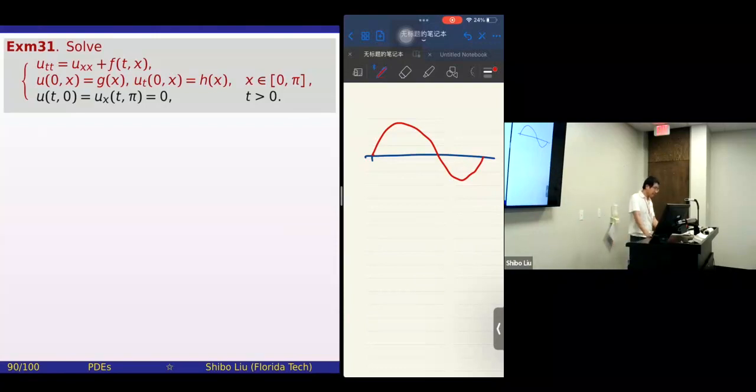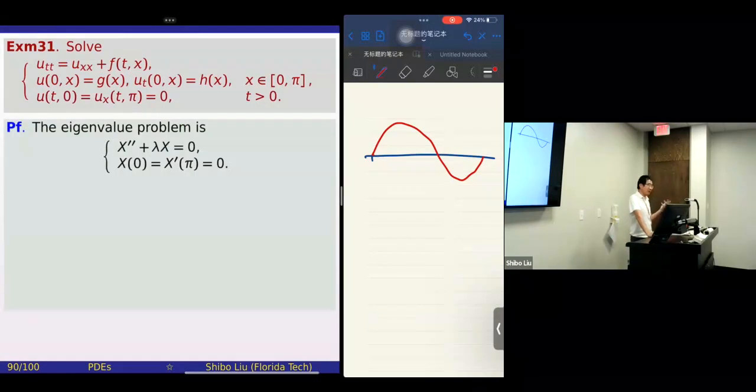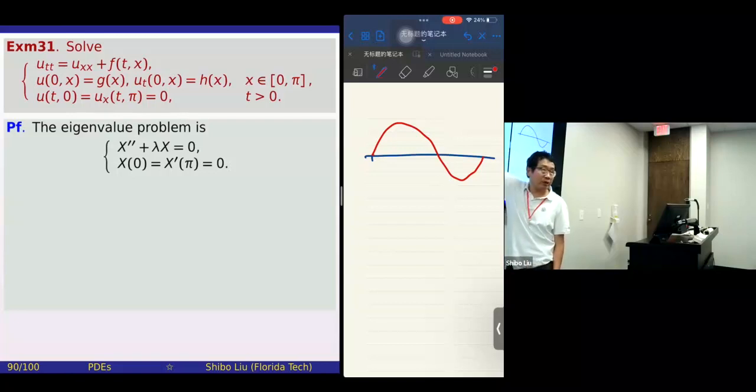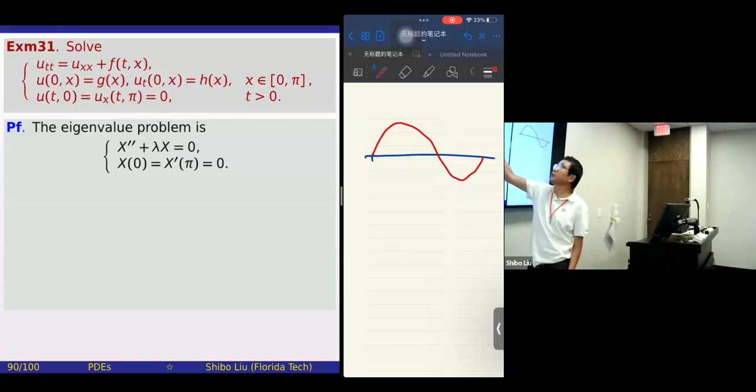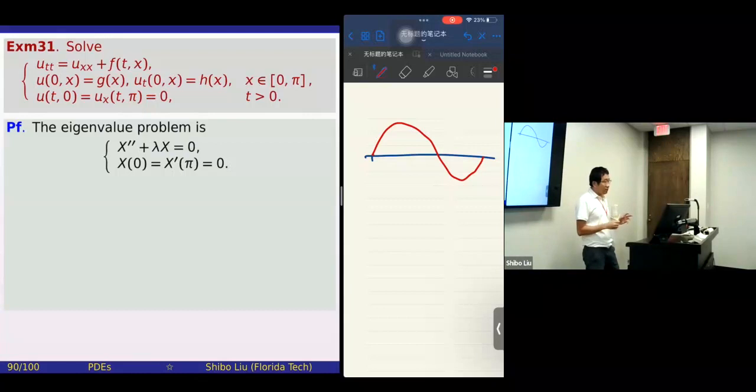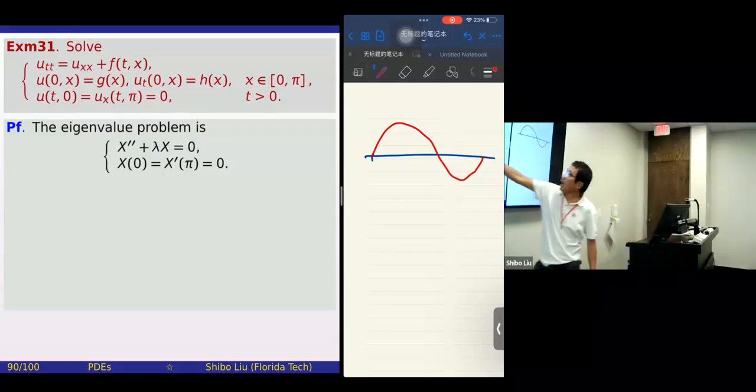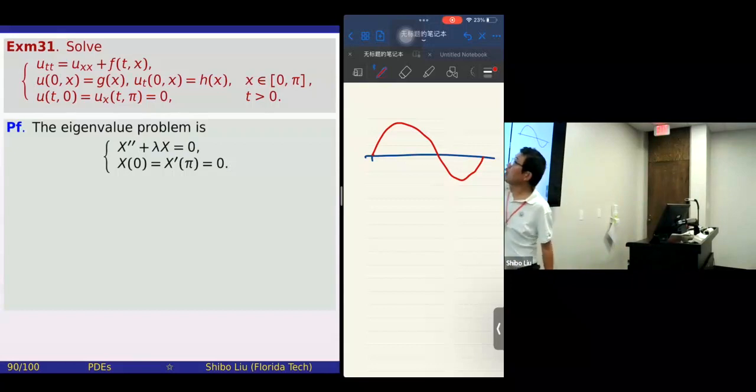How do we solve it? As before, we directly write down the corresponding eigenvalue problem. Because our boundary condition for u is Dirichlet at the left endpoint and Neumann at the right endpoint, the corresponding eigenvalue problem for the capital X is given here. On the left hand side, X(0) equals 0. On the right hand side, because you have a derivative with respect to x, correspondingly you have X'(pi) equals 0. So you should know what kind of boundary condition corresponds to your eigenvalue problem. It depends on the corresponding boundary condition in your PDE problem.